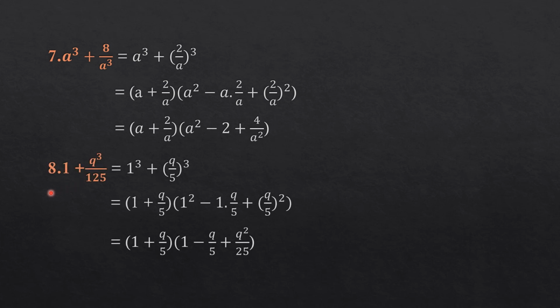Then next example, 1 plus q cube upon 125 is equal to 1 cube plus q upon 5 bracket cube, is equal to 1 plus q upon 5 in another bracket 1 square minus 1 into q upon 5 plus q upon 5 bracket square, is equal to 1 plus q upon 5 in another bracket, 1 square is equal to 1, 1 into q upon 5 is equal to q upon 5, and q upon 5 bracket square is equal to q square upon 25. This is our answer.